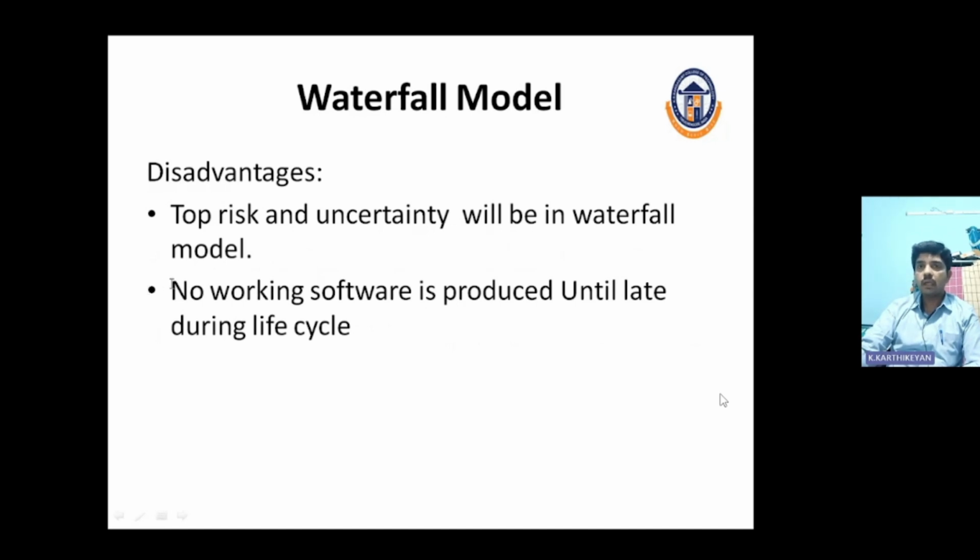Using the waterfall model, no working software is produced until late during the life cycle. No working model will be produced by using this waterfall model. If you follow the waterfall model, this is a problem, and a high amount of risk and uncertainty will be there. It is not a good model for complex and object-oriented programs, and it is a poor model for large and ongoing projects.